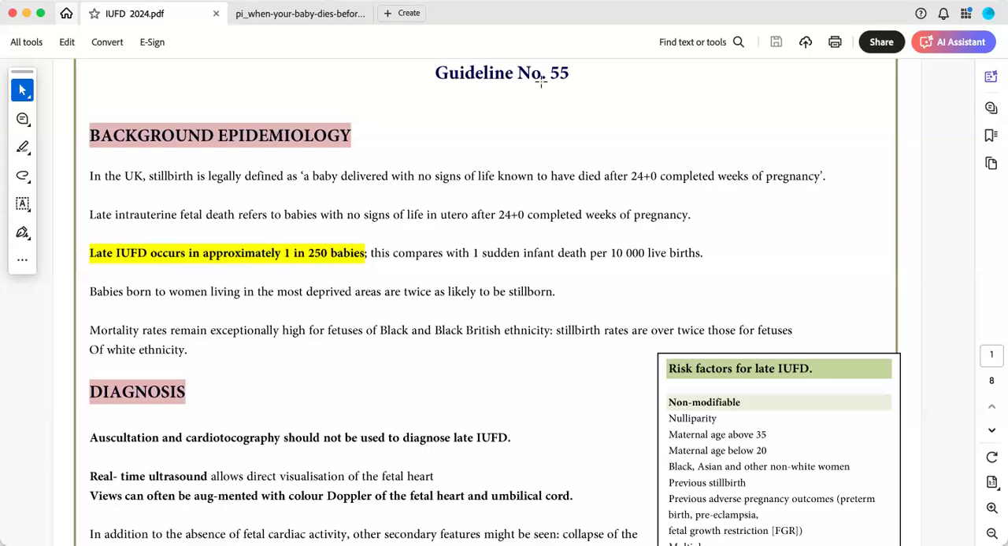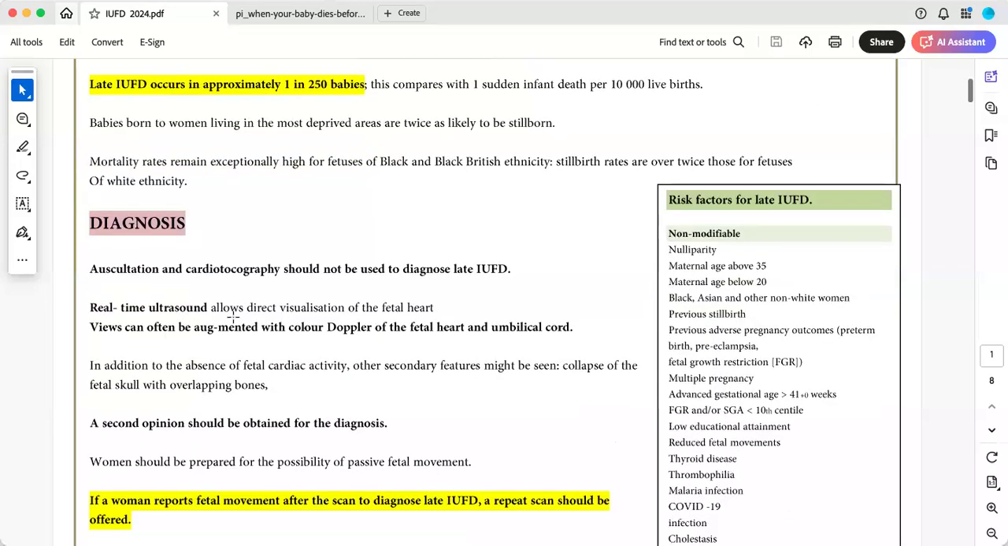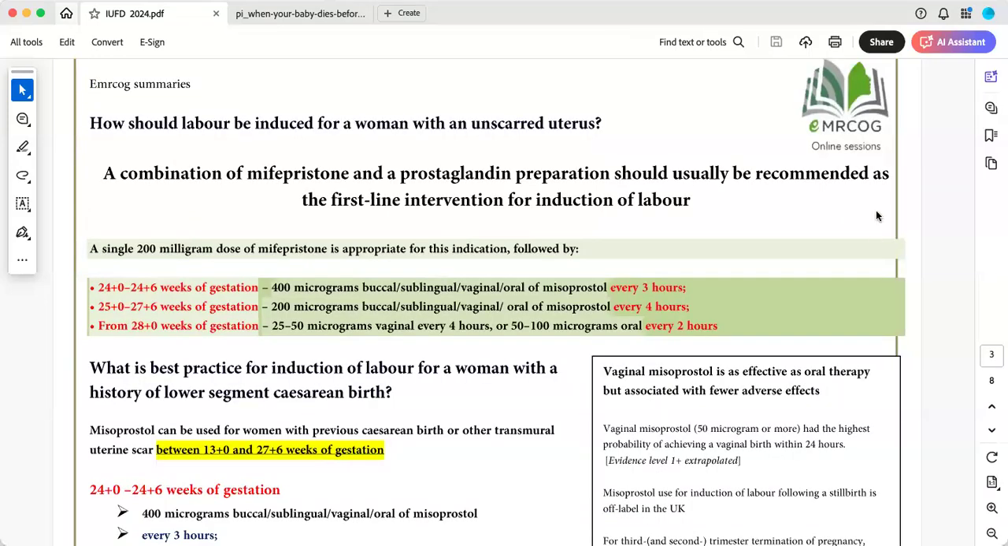Dr. Isra, as you can see here in this guideline, it's very clear: real-time ultrasound allows direct visualization of the fetal heart views that can often be augmented with color Doppler of the fetal heart and umbilical cord. So if you are performing a real-time ultrasound, you will have the advantage of using the Doppler. So the answer is absolutely correct. And this is one of the points that has not changed from the previous guideline.